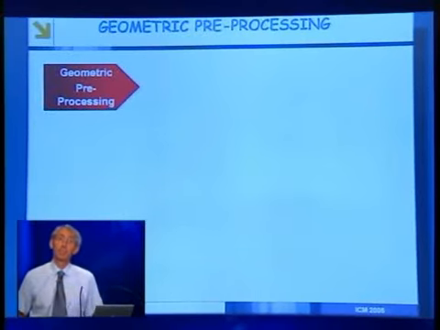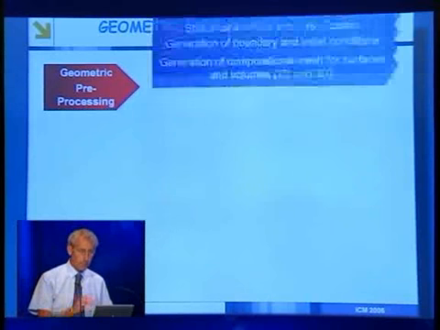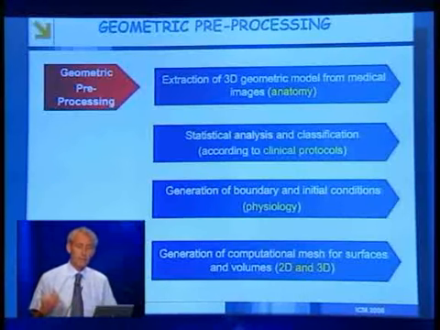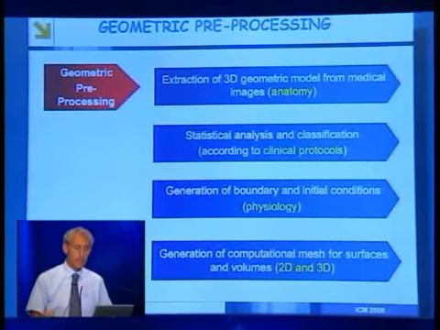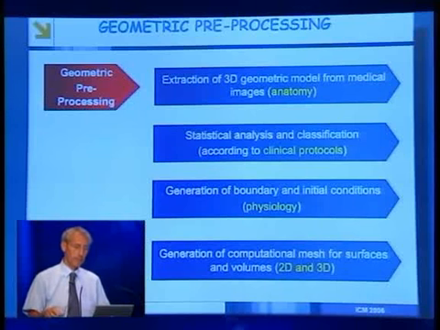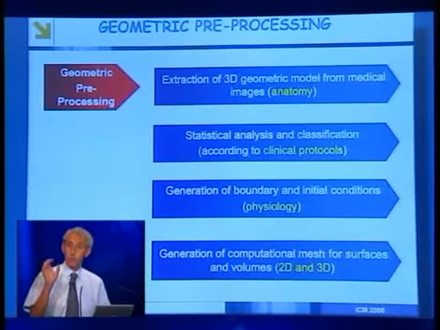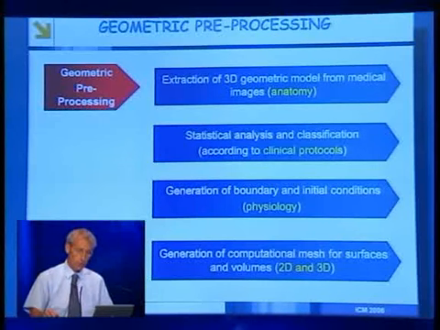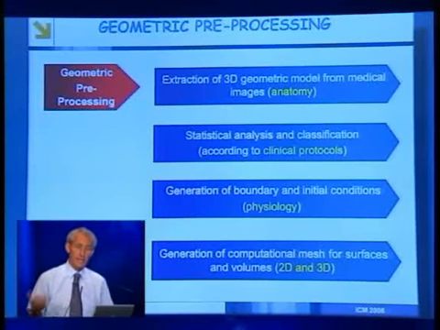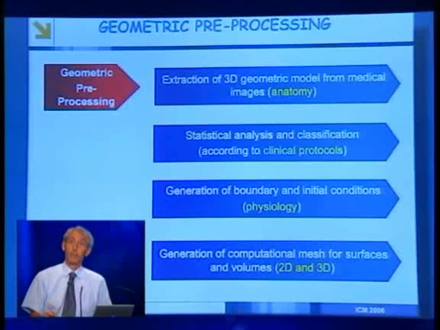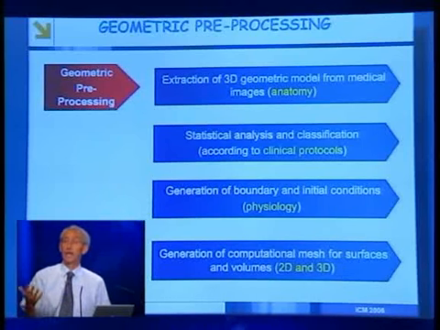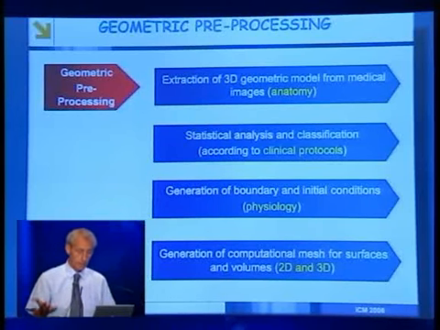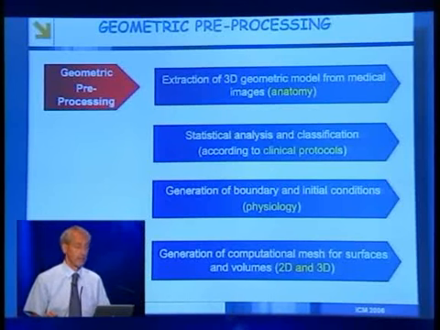So the first step is the geometric preprocessing. And geometric preprocessing consists of extracting 3D images from medical images, and 3D geometrical models from 3D images, where you are going to solve the partial differential equation. So you need a computational domain where to solve the equation. You need statistical analysis to classify this data according to clinical protocols. You need to understand which kind of patient you are considering, you are treating, and then you need boundary and initial conditions for the mathematical model.